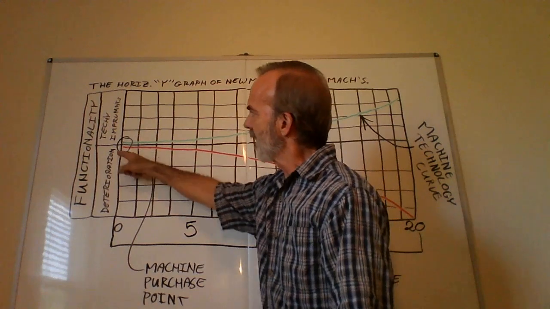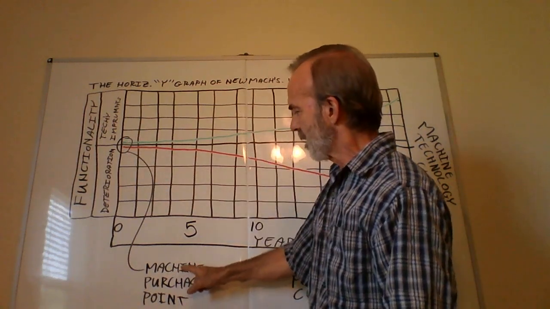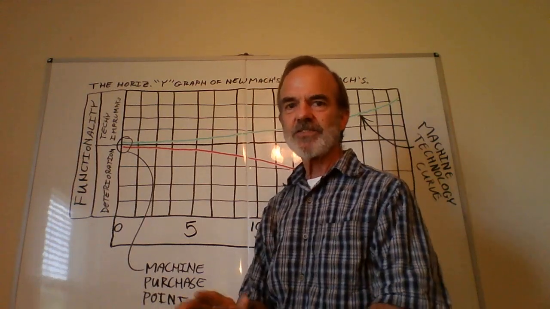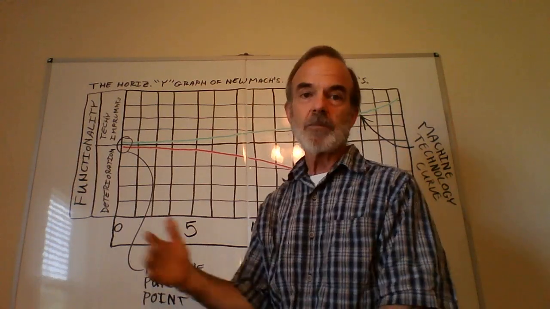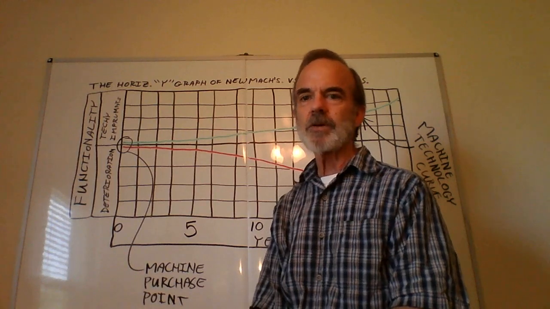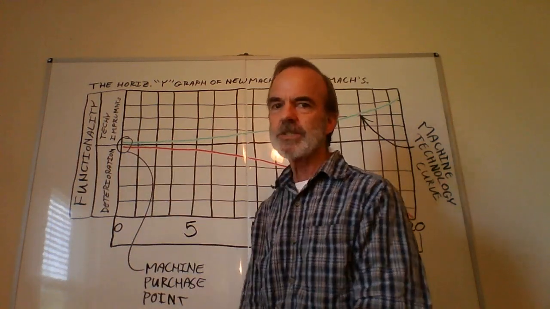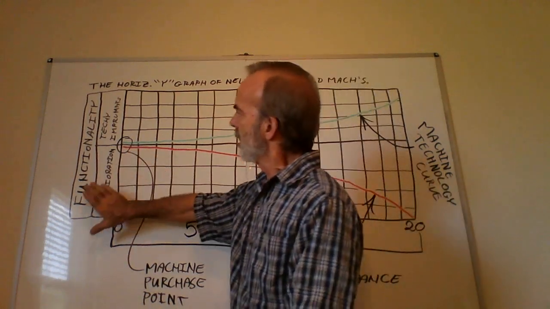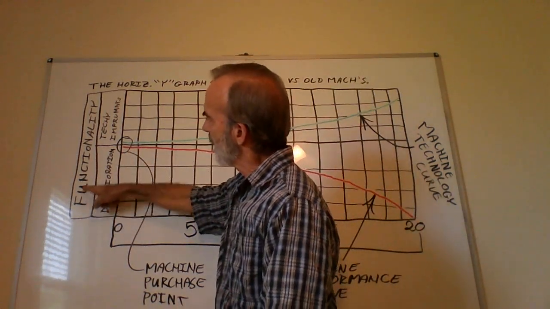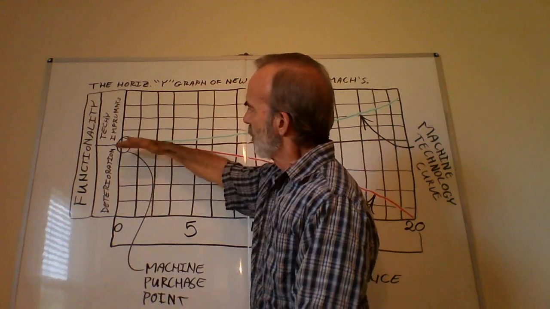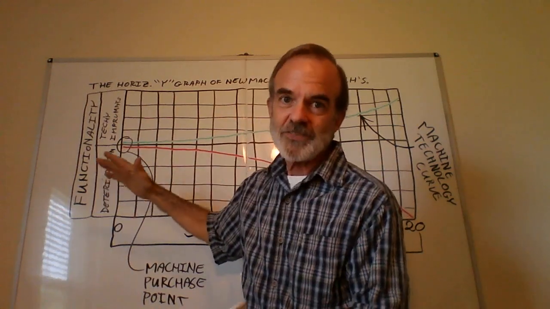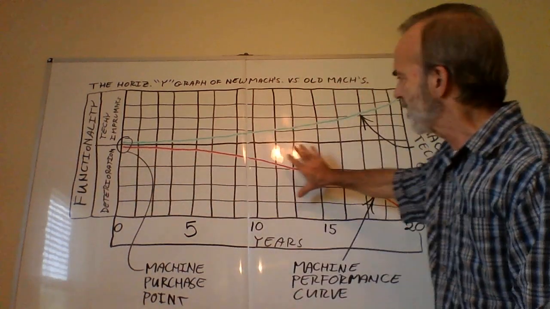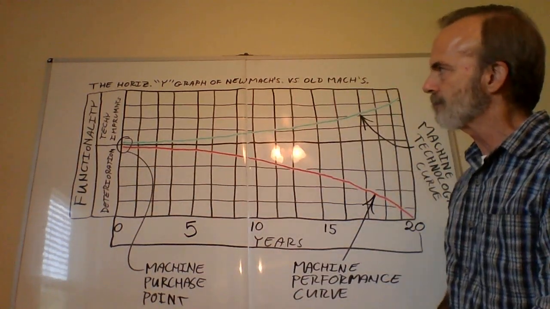So here we've got our purchase point, machine purchase point. At this point in time, we buy a machine of such and such sort. Okay, for argument's sake, we can pretend that this is a used machine or a new machine. It really doesn't matter. But going up and down this way, I have what I call functionality. Old machines, actually any machine, once it's purchased and put into use, is going to begin to deteriorate. So this here is the deterioration phase of a machine.